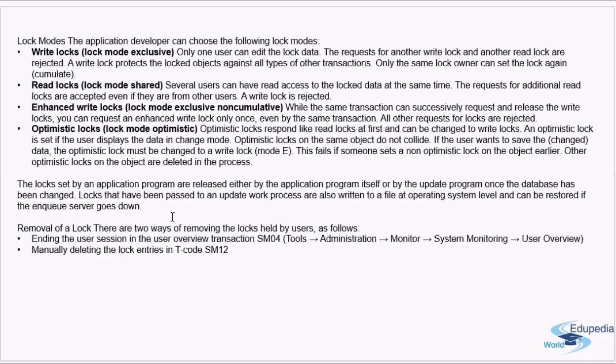So the logs set by an application program are released once the program completes, or when that update program is completed. And the logs which are passed to the update work process are also written to a file at the operating system. So whatever logs are held by the update work process are also written to a file at the operating system, because they can be restored if the enqueue server goes down.